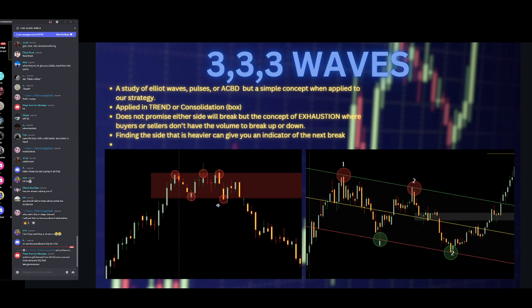So it's a study of Elliott waves, pulses, or ACBD, but a simple concept when applied to our strategy, applied in trend or consolidation, right? Again, it's not complicated. It's counting the point of contact. How many times in this channel, in this range, have we tapped this box, this channel? And that typically is the first time to start looking.